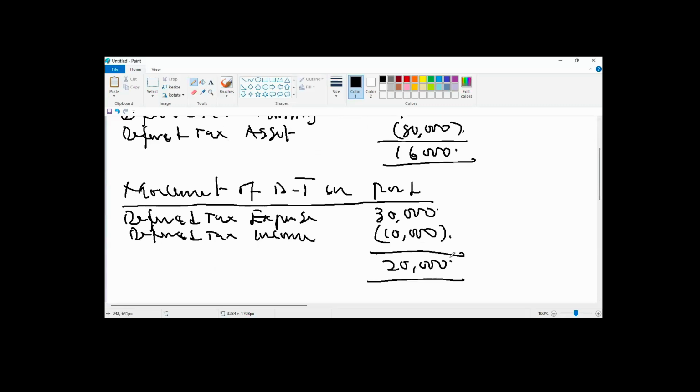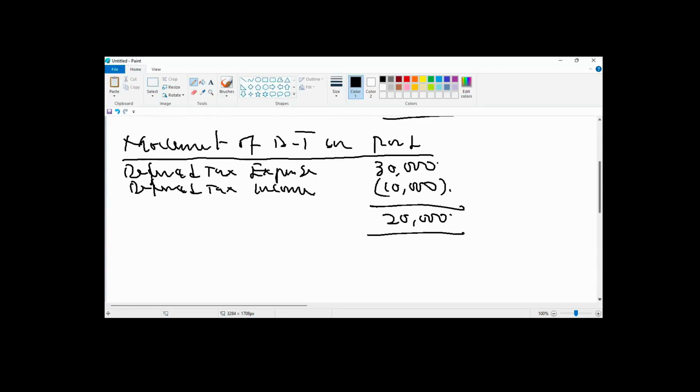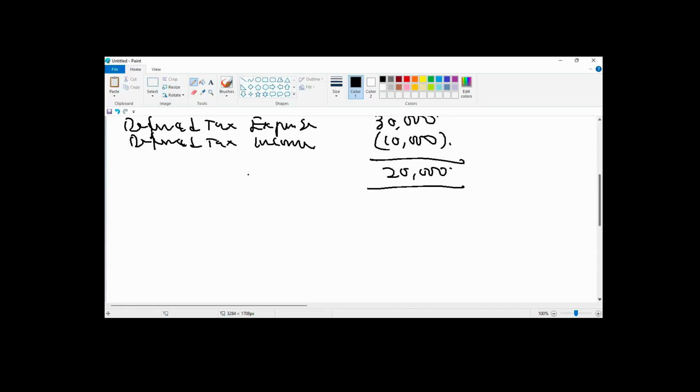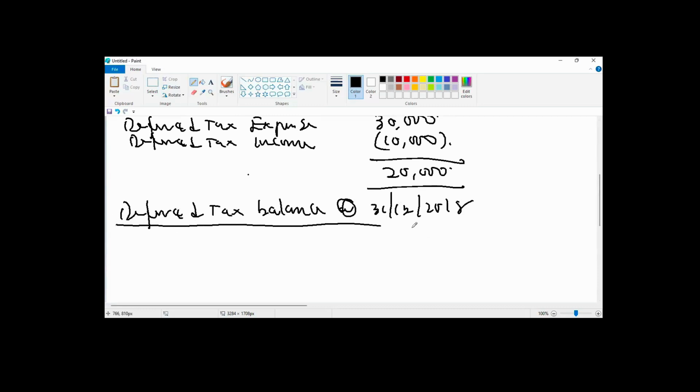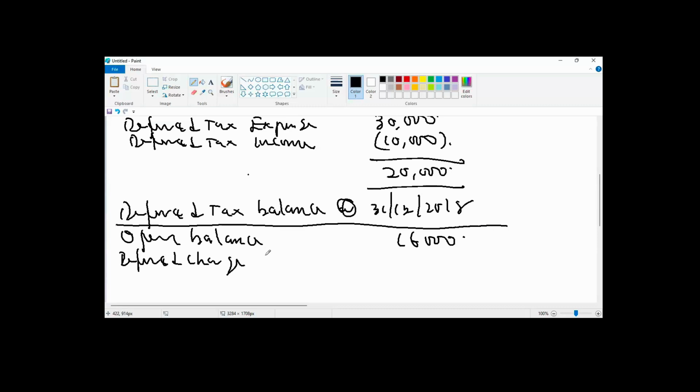20,000. Now, what is going to be the deferred tax at the end of the year? 20,000 plus 16,000. Deferred tax balance at 31st December 2018. Next question, Chief. Opening balance 16. I think they did it there. Deferred tax charge 20.